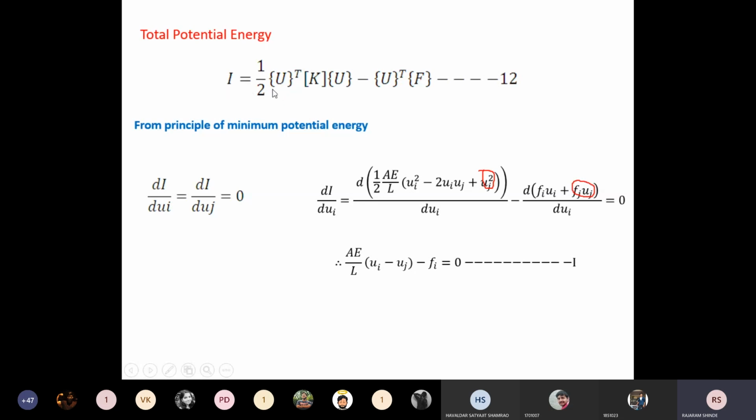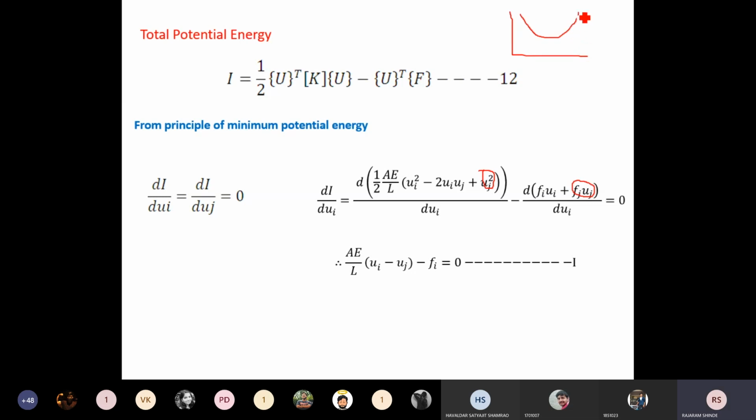Because I is a function of u. I is a function of u. And when it is minimum, its derivative is 0. Okay, this has been covered in mathematics for you. If you have a function, here I will draw one function.